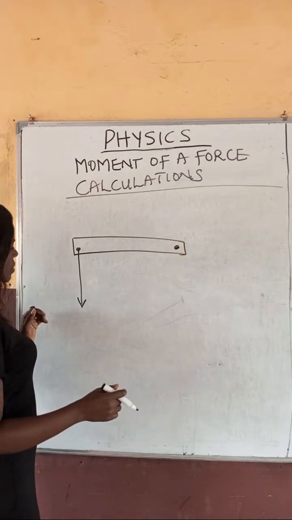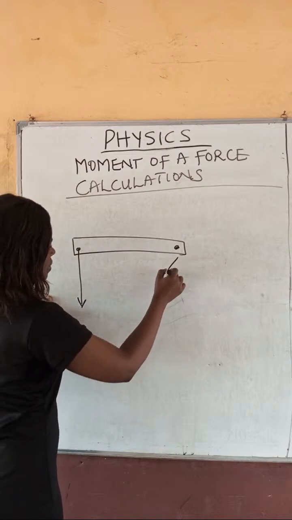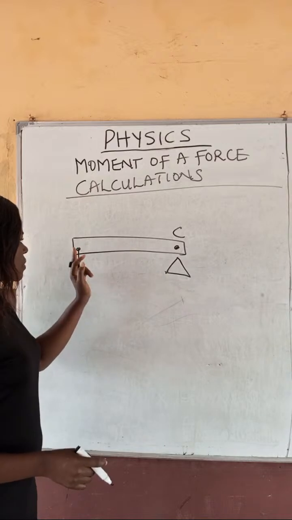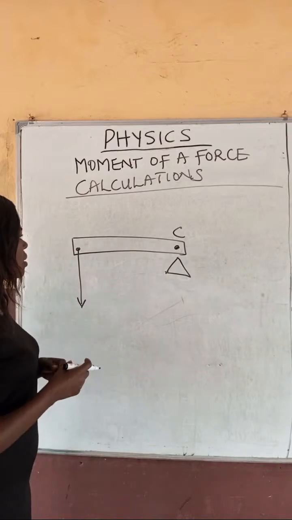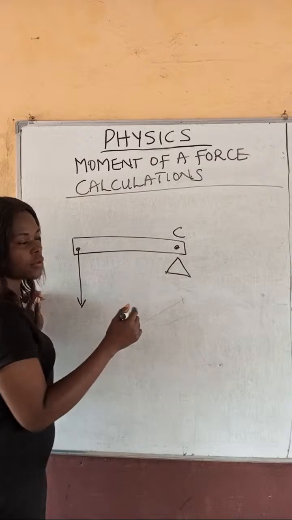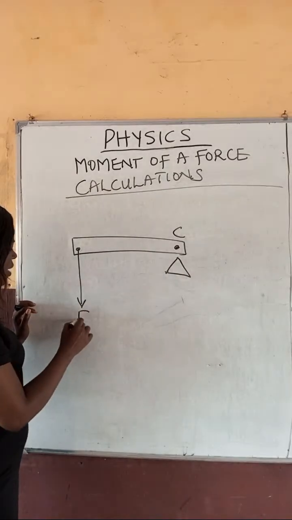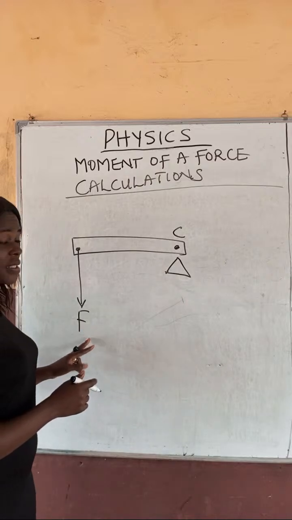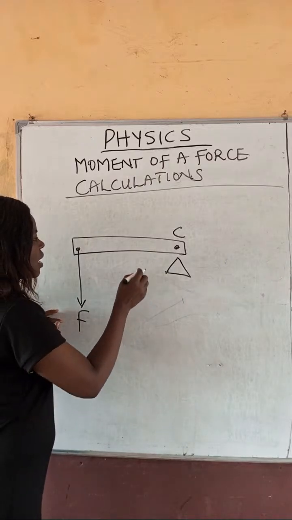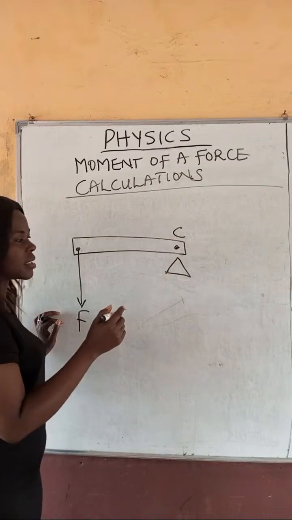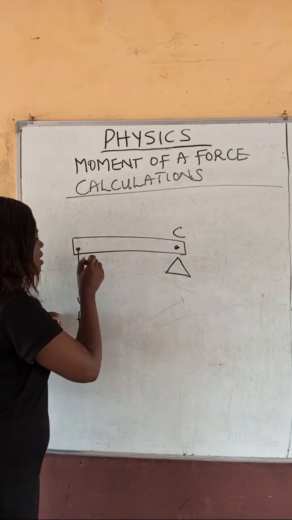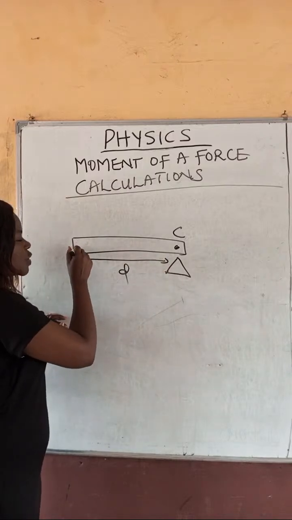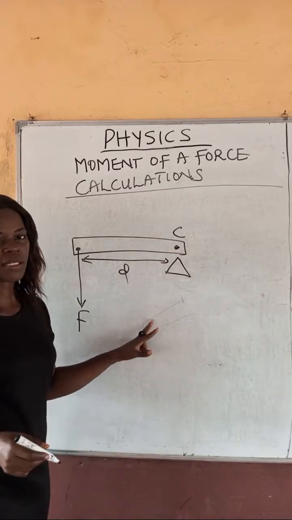Now, this is a meter rule, and this is a half of a meter rule. If I hang a force here, that is the perpendicular force, force acting down rather. And this is where the center of the meter rule is. From where the force was hung to the center, that becomes my distance.